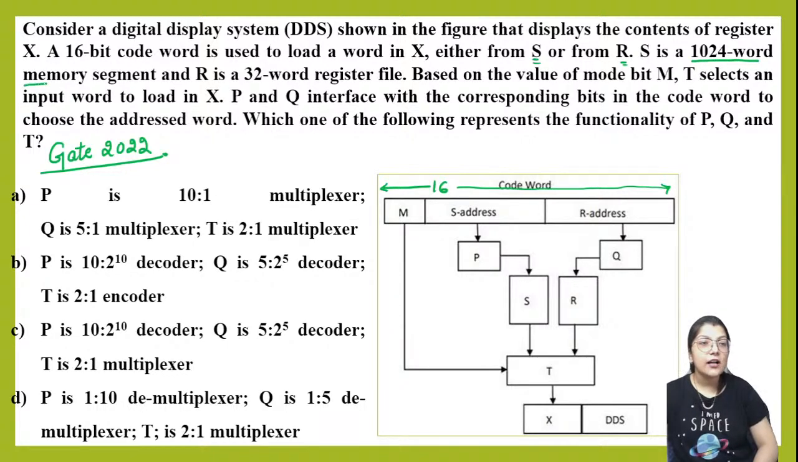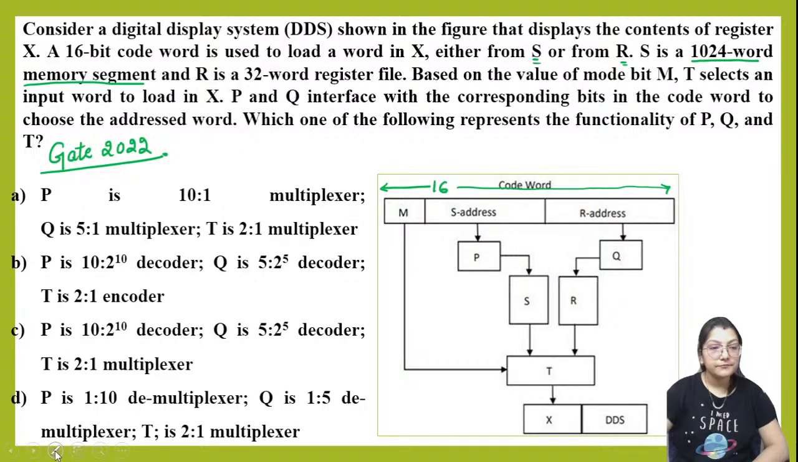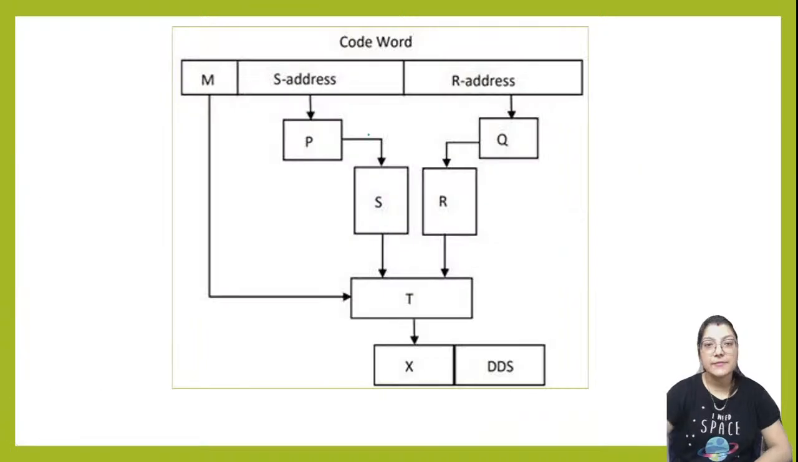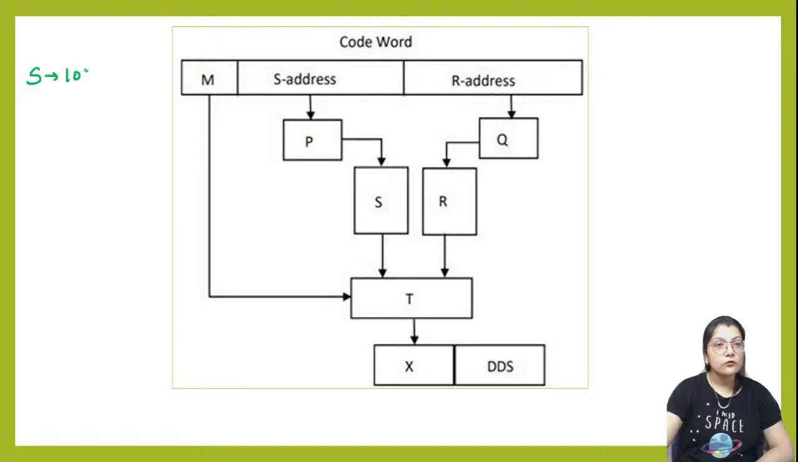The address of S will be of how many bits? What they are saying is that S is a 1024 word memory segment. That means S is a memory segment and it contains 1024 words. Like this you can understand this.